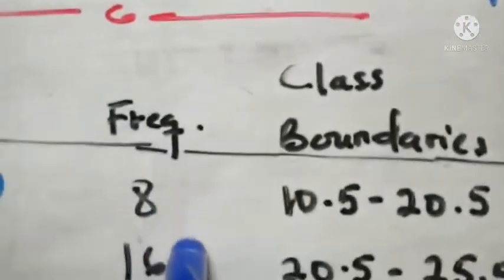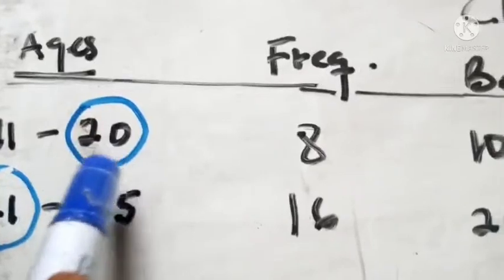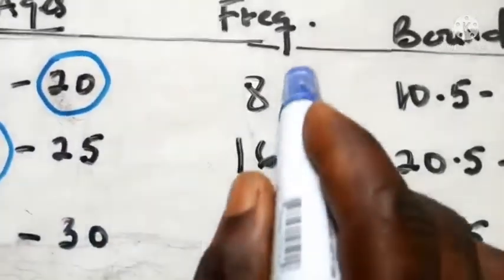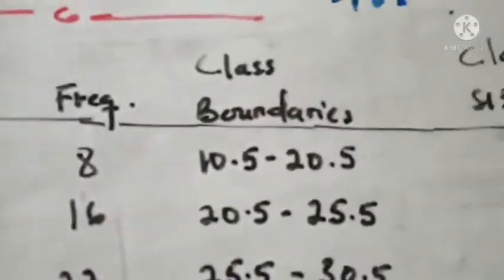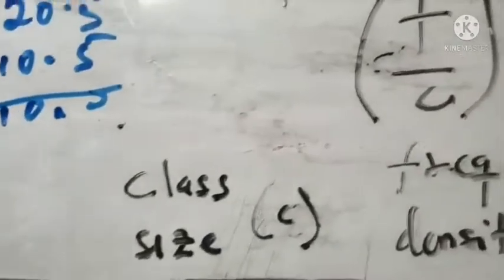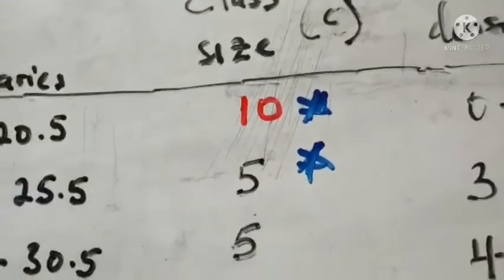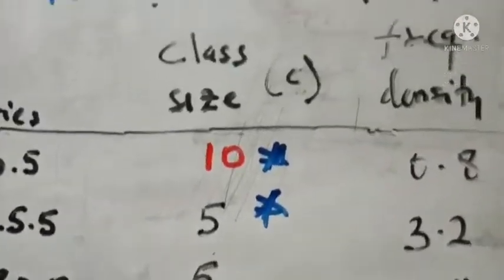F here is the frequencies. These are the frequencies, right? How many people are in the group of 11 to 20 years? They are 8, and then 21 to 25 years, they are 16. So these are the frequencies, right? What about the C? C is the class sizes. Is that okay? So these are the class sizes that we are having, right? So 10, 5, 5, 5, 5, and then 10. So these are the classes.